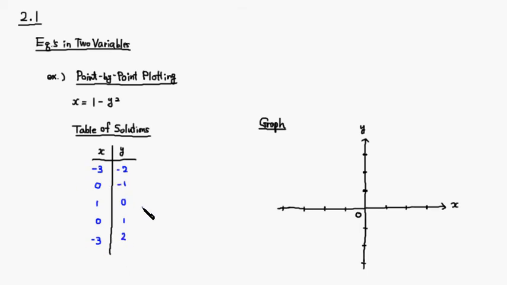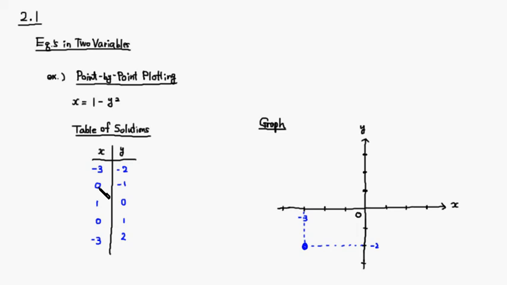So let's go ahead and plot it. The first one is (-3, -2). So you go to -3 on the x axis, which is right here, then -2 on the y axis, right here. We place a dot where the x value is -3 and the y value is -2, which is right here.